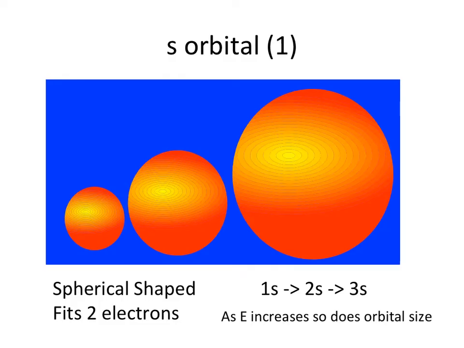So the s orbital, as we indicated, is spherical in shape. Each s orbital is able to hold 2 electrons. We'll talk about those details a little bit later. The energy and the orbital size increase as your principal quantum number increases. So if we're dealing with a 1s orbital, it'll be spherical, but the electrons that are there will be closer to the nucleus than, say, an electron in a 2s orbital, and that trend continues with a 3s orbital. So both energy and size increase as we go from a 1s to a 3s orbital.